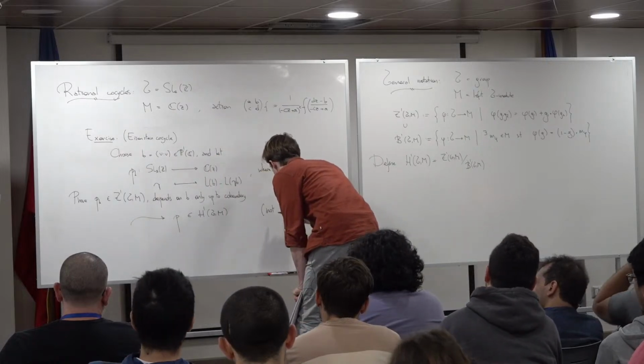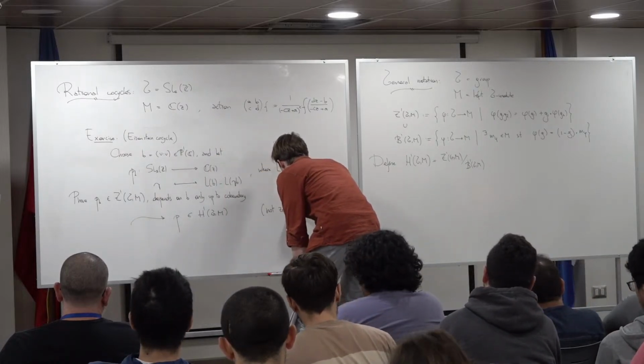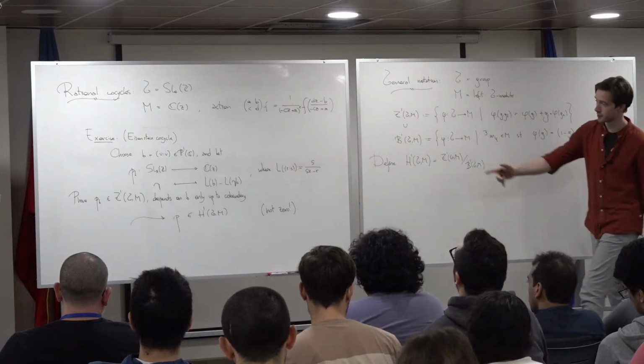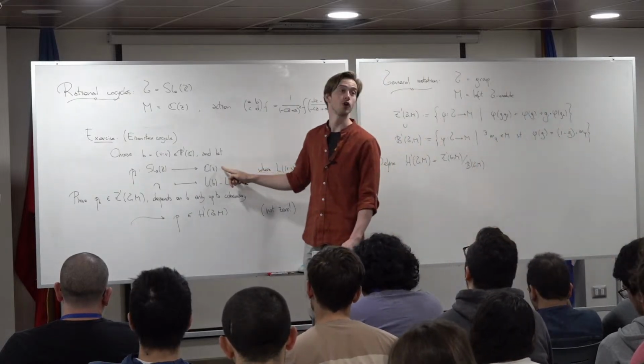In fact, if you're brave, you can extend the exercise. It's not so difficult, but you can show also that it's not zero. So it's not the trivial element in this cohomology group. In other words, that function that I just defined for you is not a coboundary.